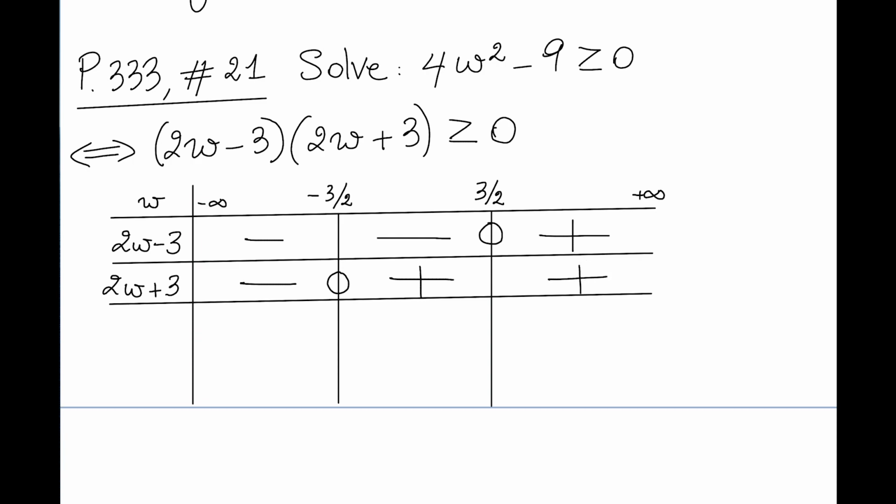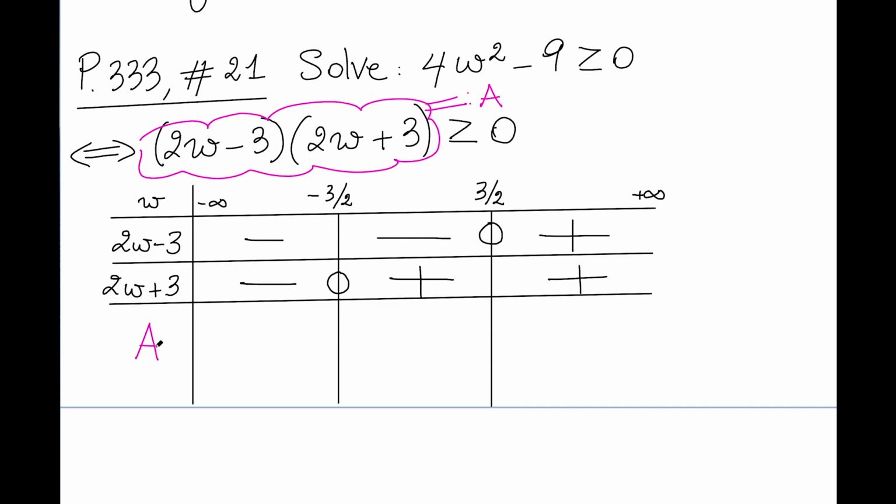And what's the interest? The interest is I want to understand when this guy, let me call it some number a, is going to be 0 or more. I want this guy to be at least 0. Well, let's have the last row for this guy, a. A is the product between the two guys, 2w minus 3 and 2w plus 3.